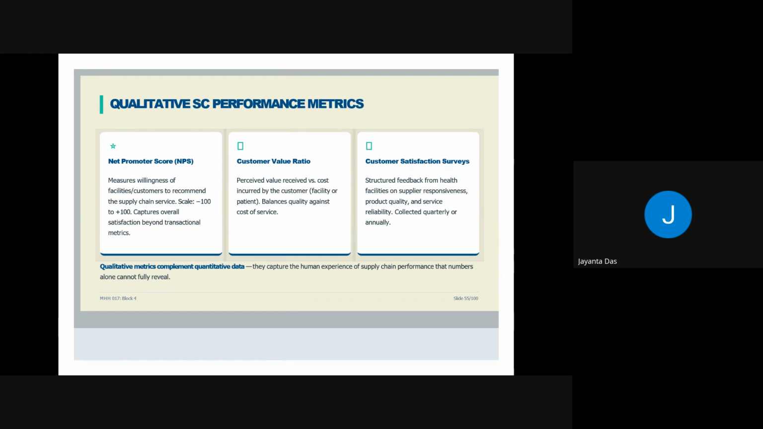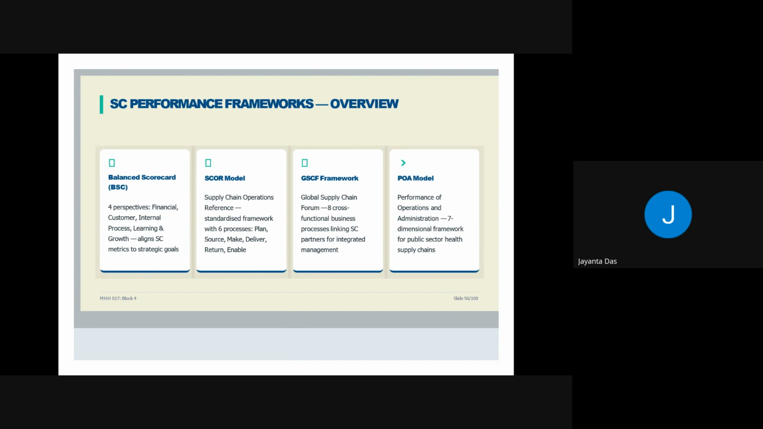Then qualitative supply chain performance metrics are net promoter score, customer value ratio, customer satisfaction surveys. I'm not going into the details of it. The details are very nicely explained in your learning material.